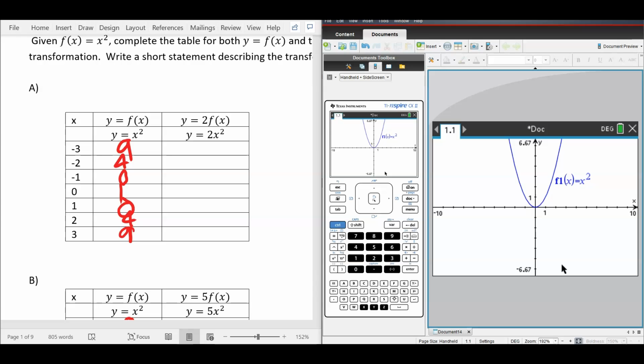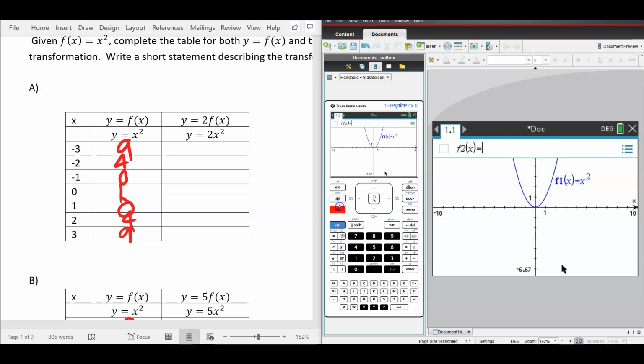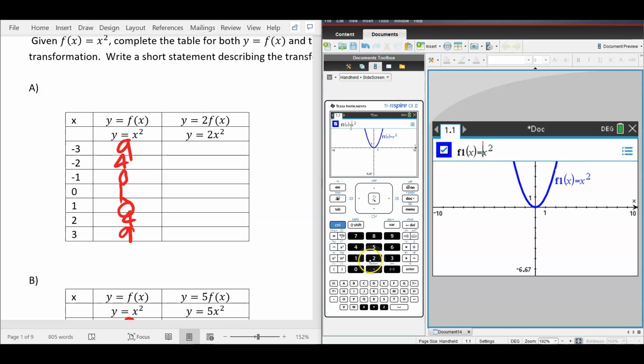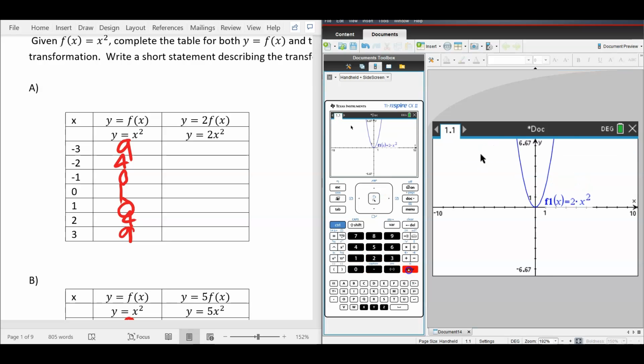And I want you to change this graph. Hit Tab and go up. I'm hitting Tab, I'm going up, and I'm going to change that to 2x squared. Now, if you notice, it kind of got changed a little bit, right? So now, what do we need to do? Fill in this table. How do I get this table again? What two buttons do I press? Control T, okay? I want you to fill in this column right here with the table.